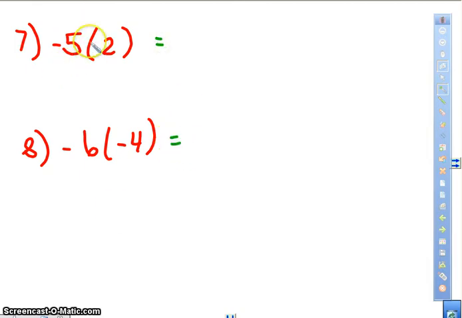So I have -5 times 2. 5 times 2 is 10. Since my signs are opposite, the answer is -10. Negative times a negative, my answer will be positive. 6 times 4 is 24. So the answer is positive 24.